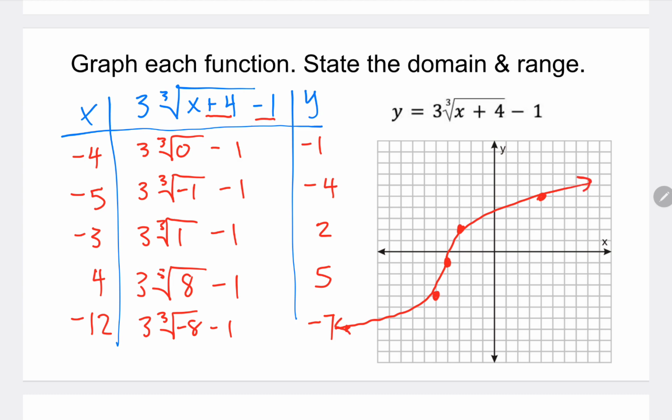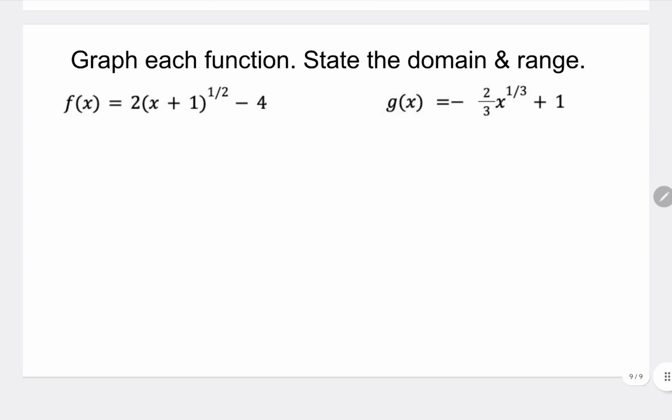Just be careful when you're graphing square root functions. Pay attention to what your domain is. Pay attention to what numbers you can plug in and what numbers you can't plug in.